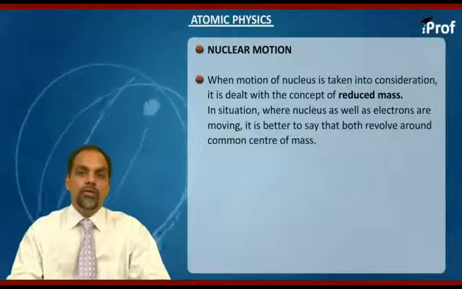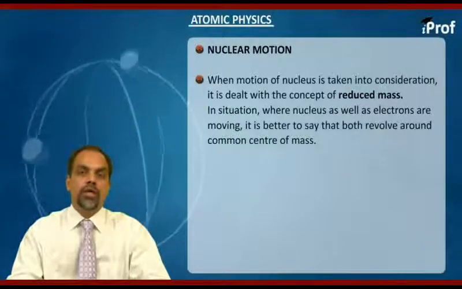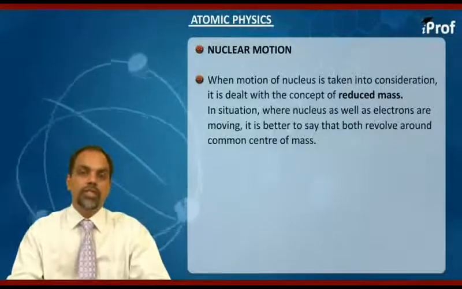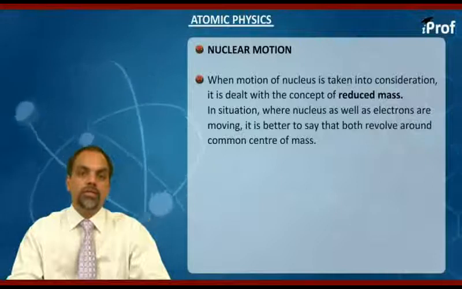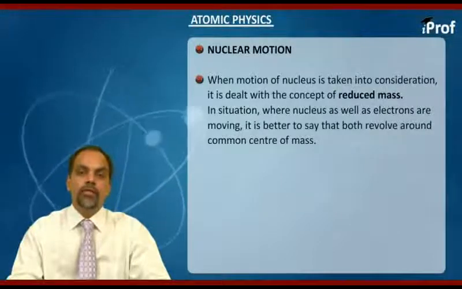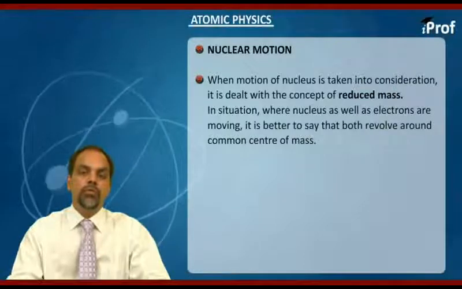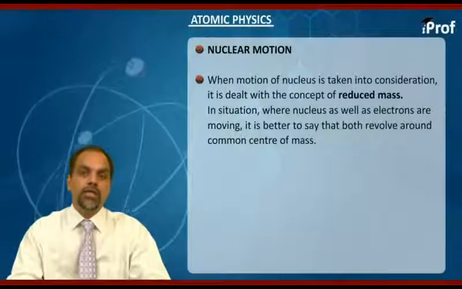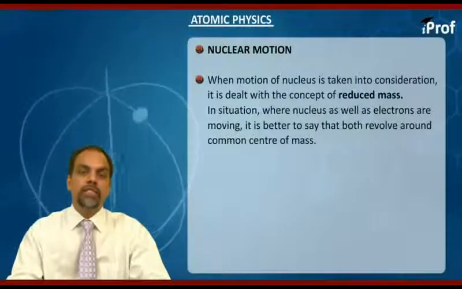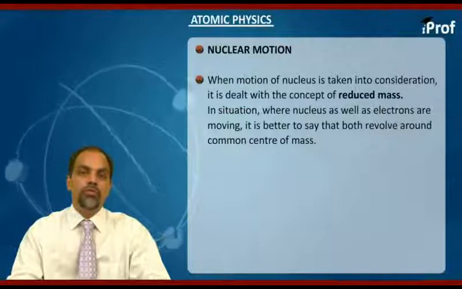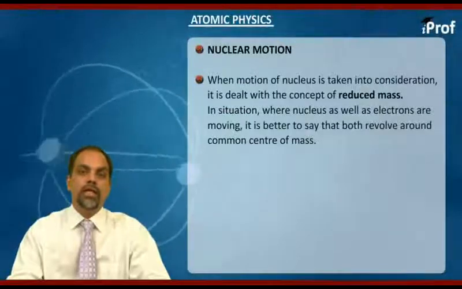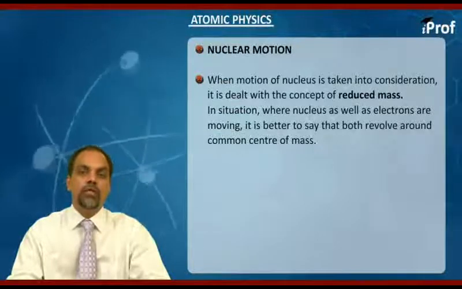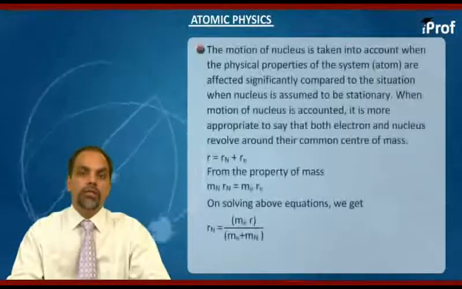Now let's first talk about a situation where nucleus is moving. In a situation where nucleus and electron both are moving, earlier we said in Bohr's atomic model, it is electron that revolves around the nucleus. Now here we will modify our statement by saying that when motion of nucleus is taken into consideration, it is more appropriate to say that electron and nucleus both are revolving around a common center of mass.